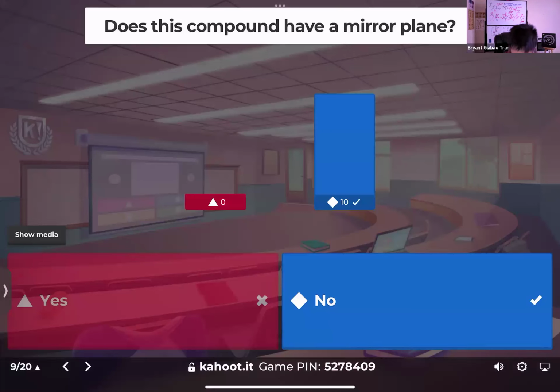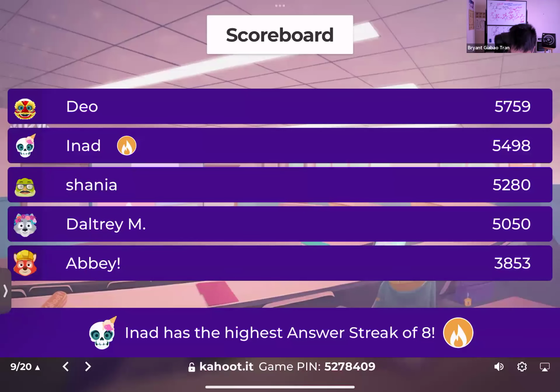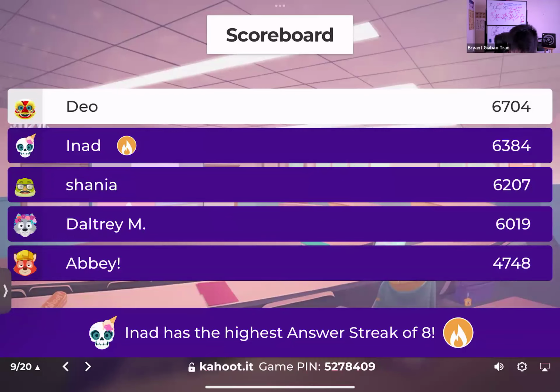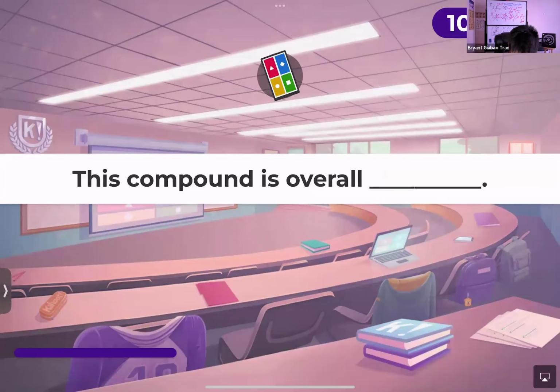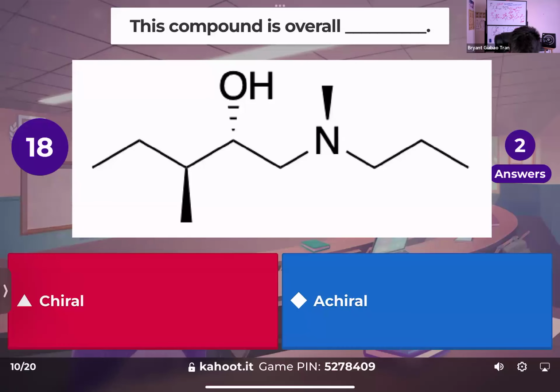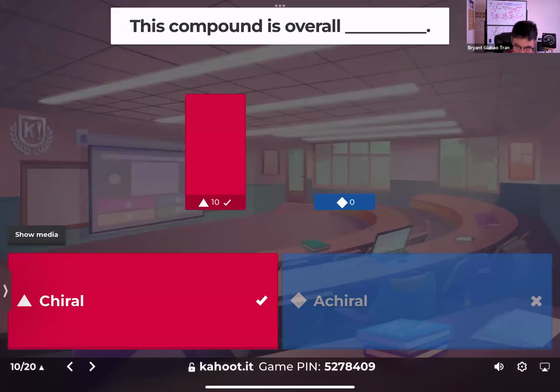Nice. No plane of symmetry, no mirror plane. Yep, overall chiral. For something to be overall chiral, it needs to have at least 1 chiral center and no plane of symmetry at all.